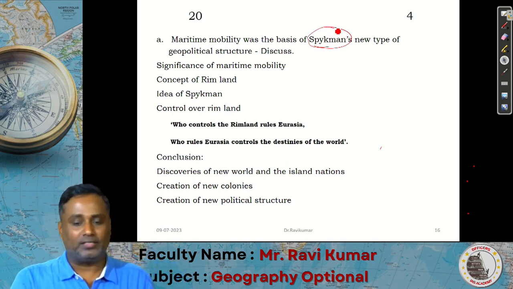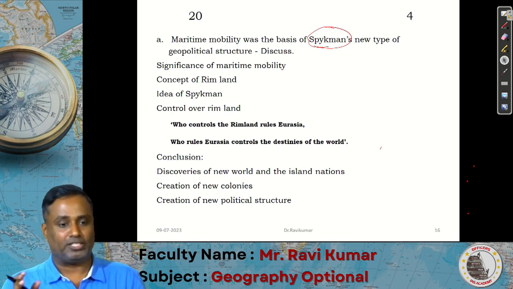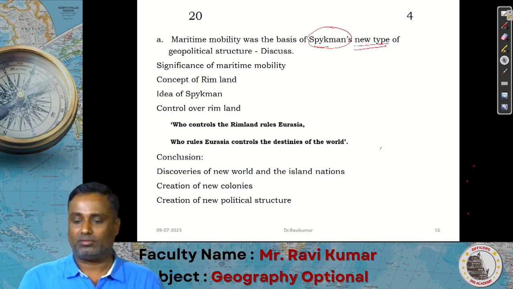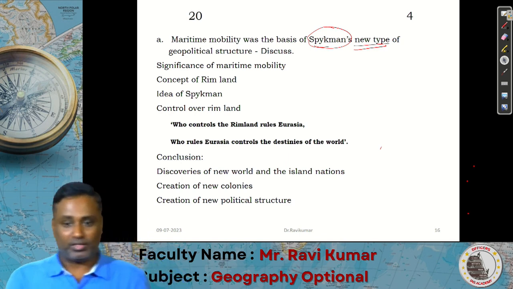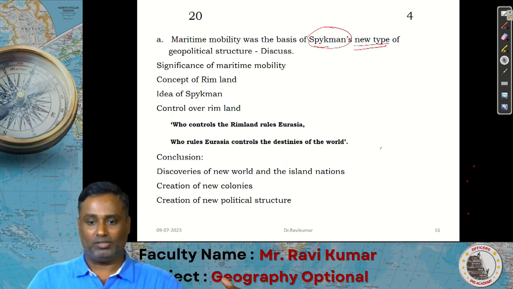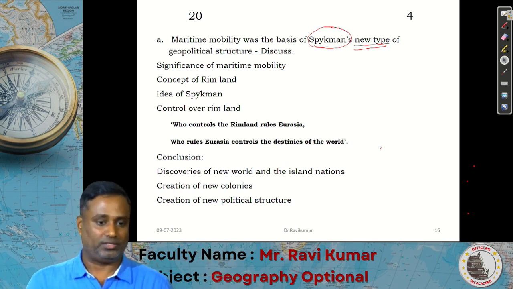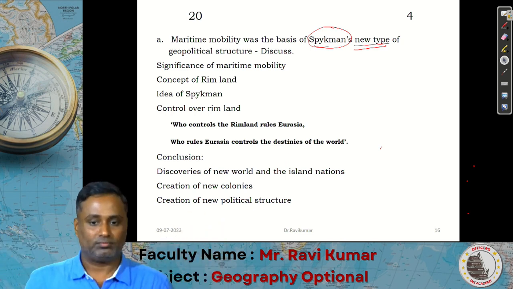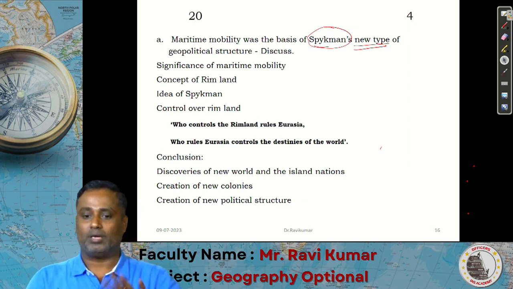Okay, now just imagine it's not directly only the theory, they are asking something from the theory. What is that? Maritime mobility was the basis of Spykman's new type of geopolitical structure. What is the new type of geopolitical structure? Importance to the Rimland. So Rimland countries are going to dominate the world. They are going to rule the world. That's basically a new type of geopolitical structure. So the countries that have a stronger navy are going to control the entire world. That is his ideology. So now we have to discuss and bring some examples with it.